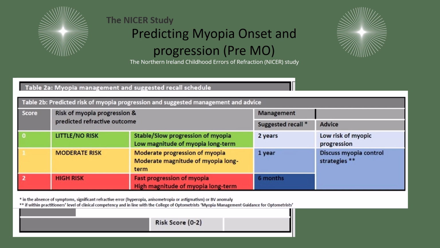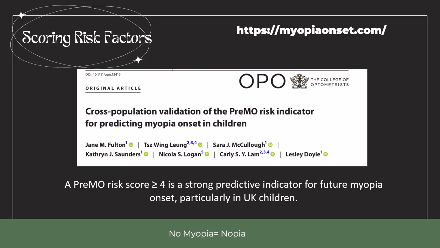If the patient is progressing at a score of 0, you can call them after 2 years. If there is moderate progression of myopia long term, call at 1 year, and if there is very fast progression, with a high magnitude of myopia possible long term, you have to call this patient every 6 months. So this was part 2 of the predicting myopia onset and progression chart. I took it here, but this is not for pre-myopia. This is just a follow-up schedule.